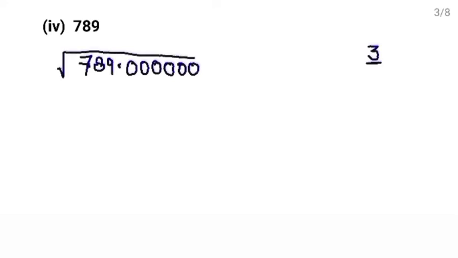We have 789. They asked the answer correct to 2 decimal places. So we will find the square root to 3 decimal places, and for that we need to put 6 zeros after the decimal, right? Find its square root.